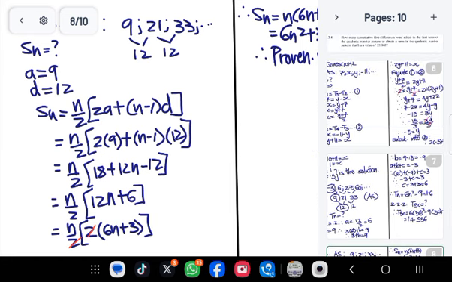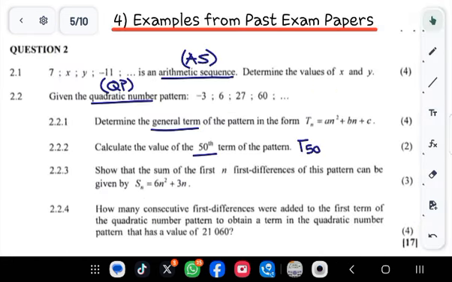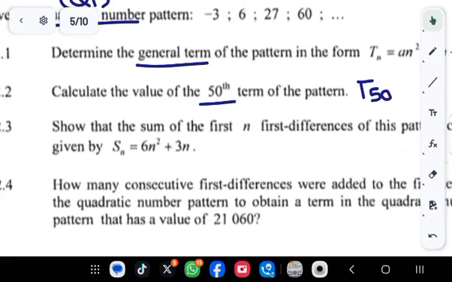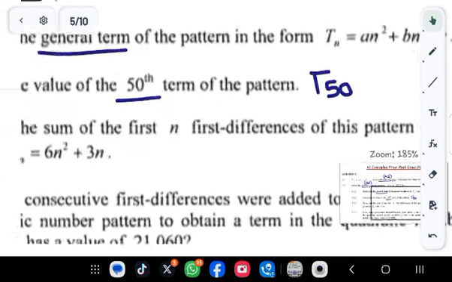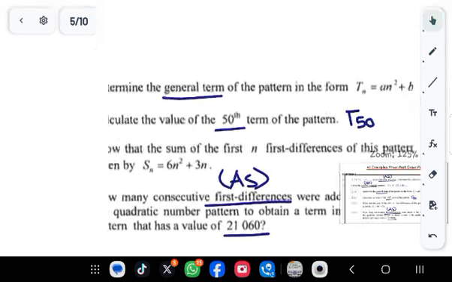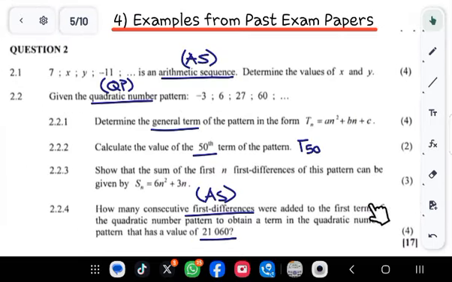The last question: how many consecutive first differences were added to the first term of the quadratic number pattern to obtain a term in the quadratic number pattern that has a value of 21,060? How many consecutive first differences? First differences, that is the level that forms the arithmetic sequence, meaning the second level, were added to the first term of the quadratic number pattern to obtain a term that has a value of 21,060.